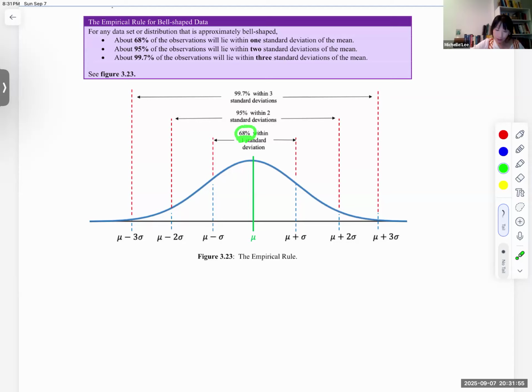So if we have 68% with two parts, what do you get? Each segment is 34%, right? So each one has 34% here, 34% here, right?